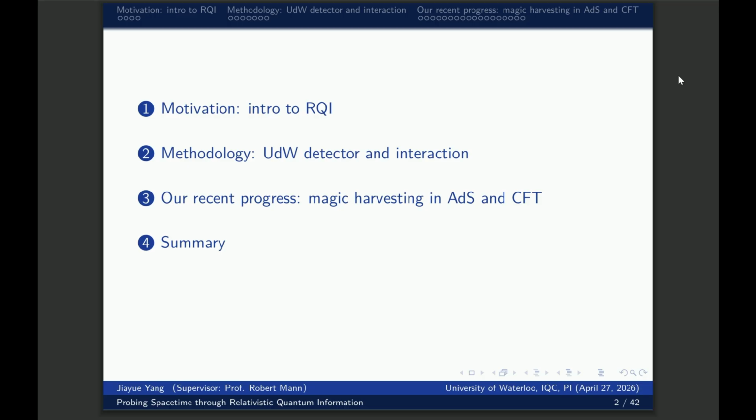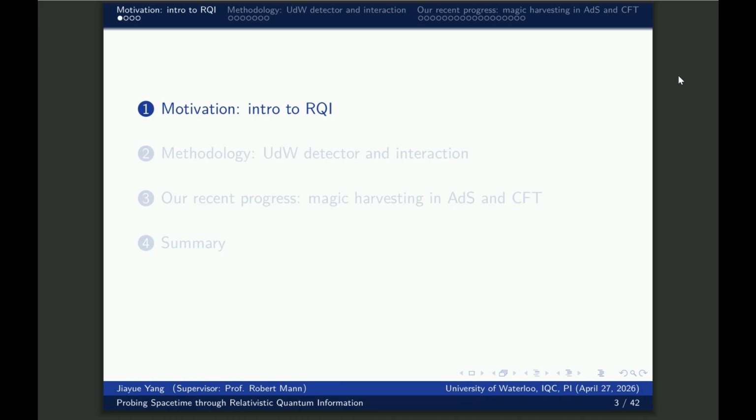And then I will talk about the main methodologies we use, including the model of the unrolled detector and also the detector-field interaction in RQI. And also, we will talk about our recent progress, magic harvesting in both anti-de-Sitter spacetime and the CFTs. And finally, I will make a conclusion.